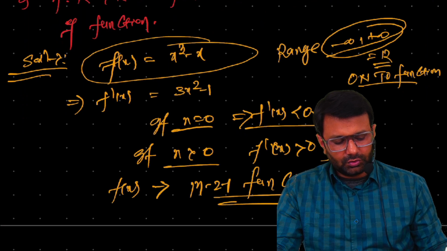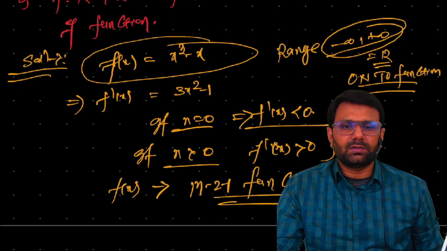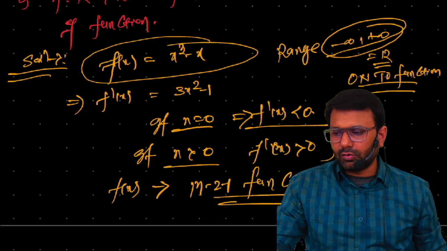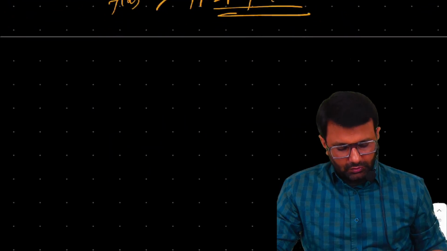So this is onto function. So this is many to one and onto function. Clear? So write one homework question. I am giving you one homework question. So write here.